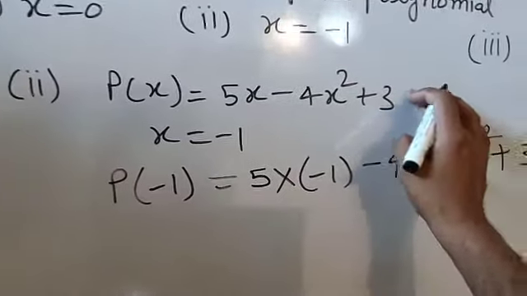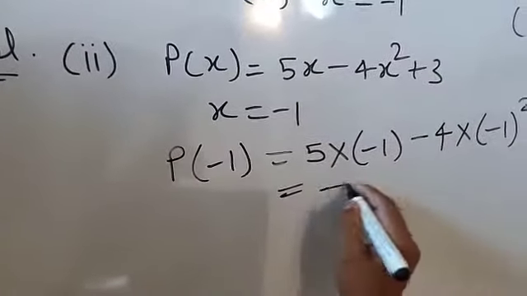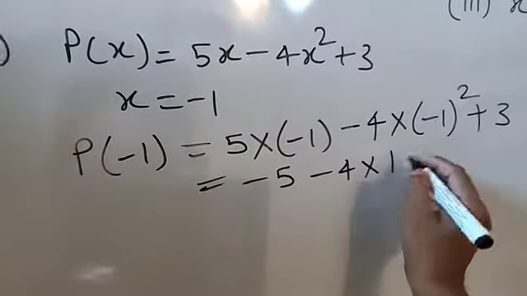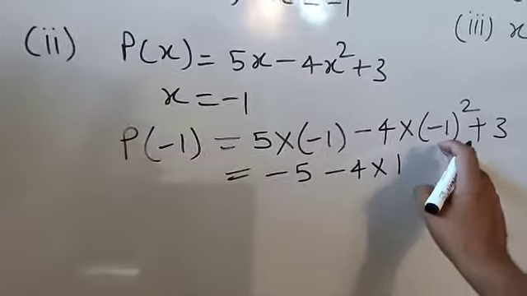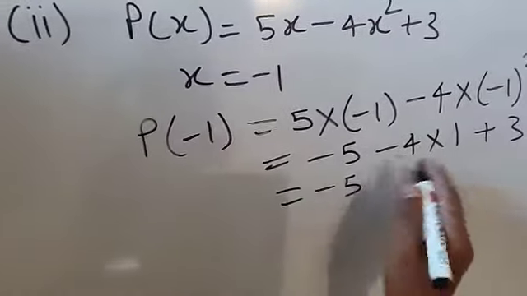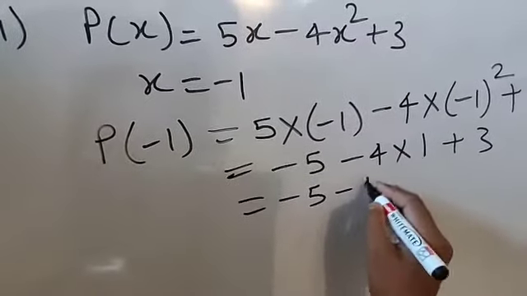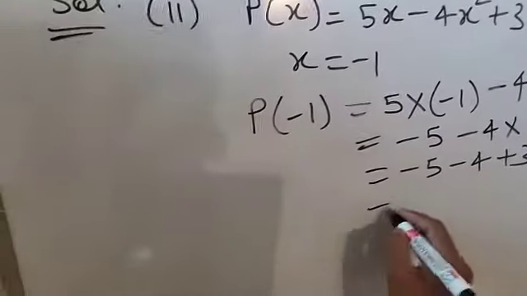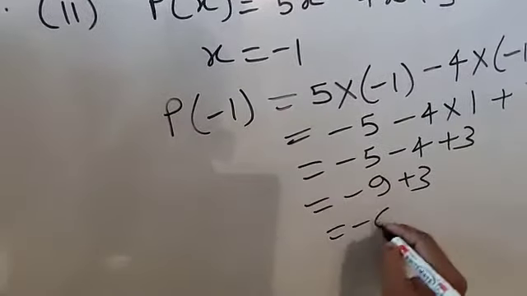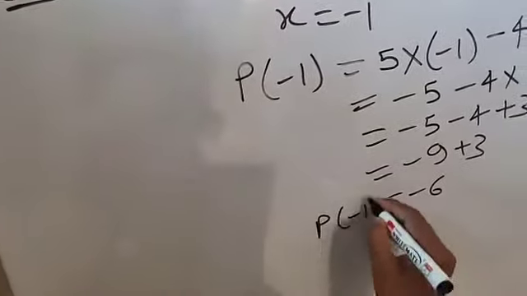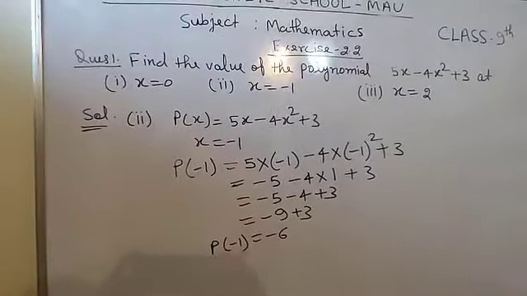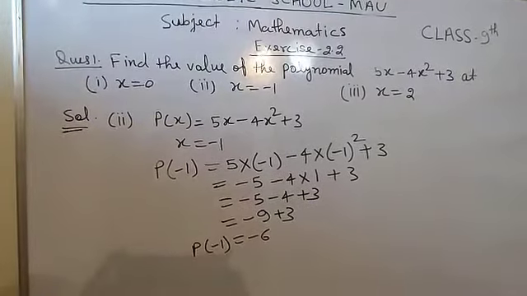Here you are not going to find x. So 5 into minus 1 is minus 5, minus 4 into minus 1 square, that will be plus 1, because a negative number's square will be positive. Plus 3. Then it is equal to minus 5 minus 4 into plus 1, minus 4 plus 3. Then it is equal to minus 5 minus 4, minus 9, plus 3, that is equal to minus 6. It means p(minus 1) equal to minus 6. So the value of the given polynomial at x equal to minus 1 is minus 6.